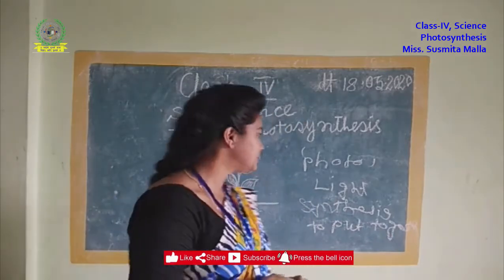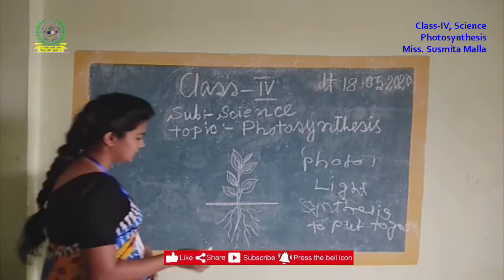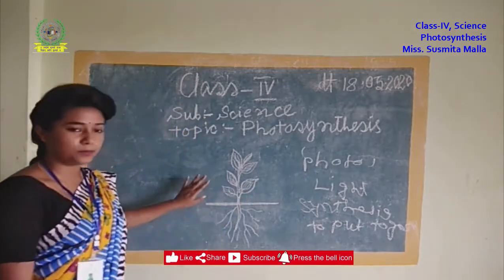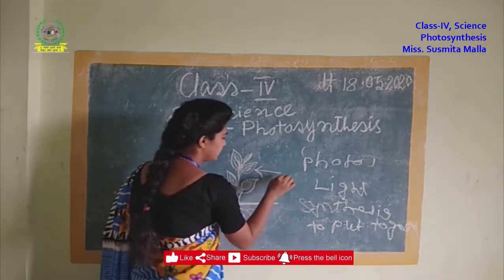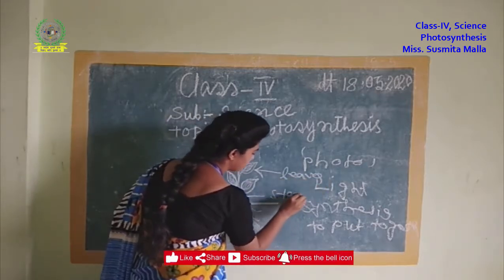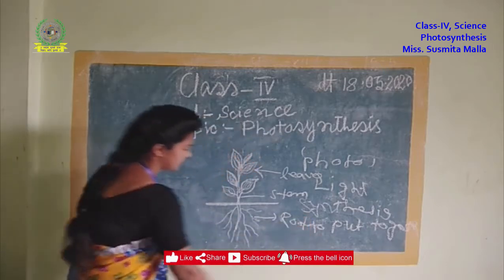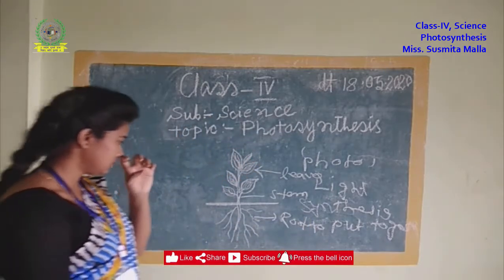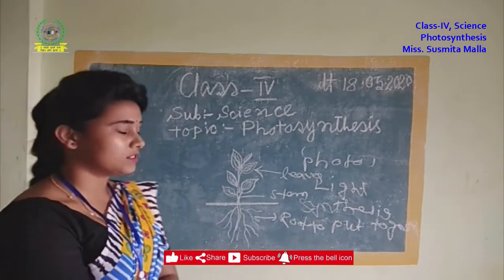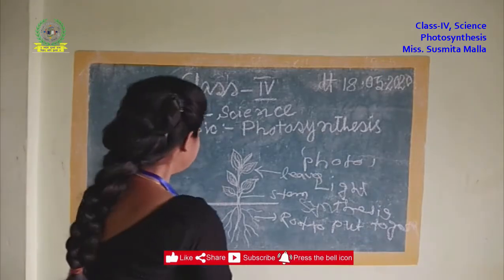So now look at the board. Here is a picture of a plant, and these are leaves. This is called the stem of the plant. This is called the root of the plant. Now, let's see how the photosynthesis process takes place, or how green plants synthesize their own food.